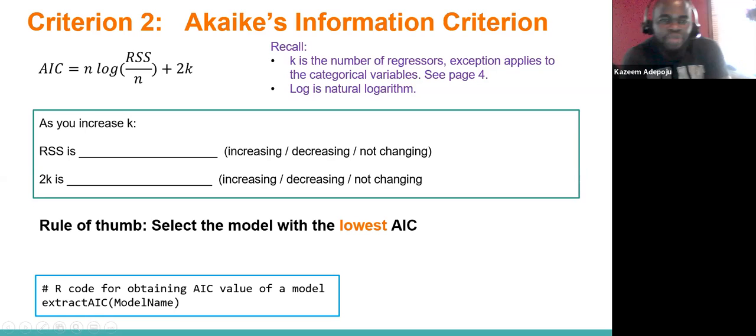Now let me tell you something. When you run a linear regression model, AIC will not be part of your results. But when you are done, you can write this code, extractAIC, on whatever you used to save your model, and of course you're going to have your AIC value. So if you have competing models, you can get the AIC of all the models, and the model with the lowest AIC is the best model.